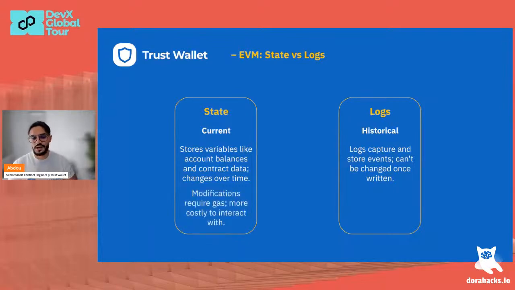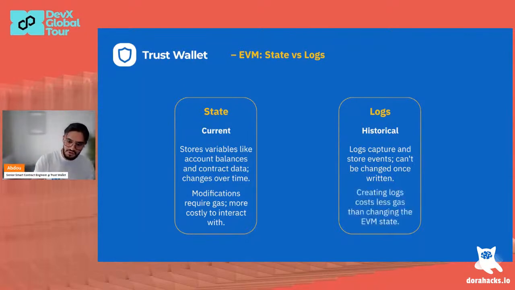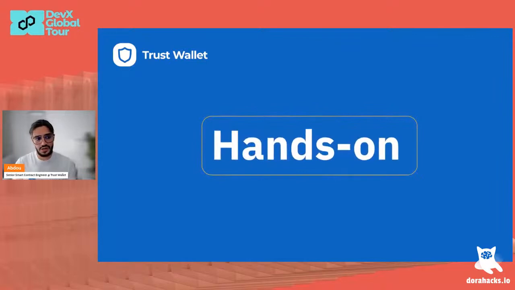The modification of state requires gas, and it's costly compared to interacting with logs. Creating logs costs less gas than changing the EVM state, and this is mainly the main difference between logs and state. So I guess that's an introduction to what logs and state are. But as I mentioned at the start, the main goal of this workshop is to explore logs in more detail.